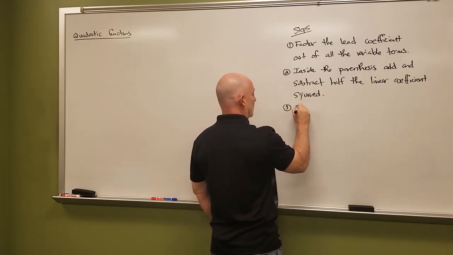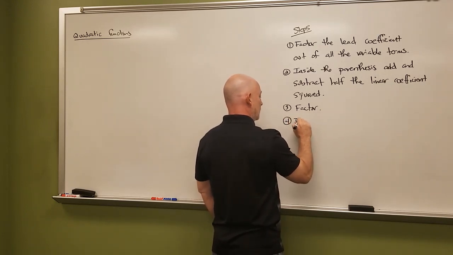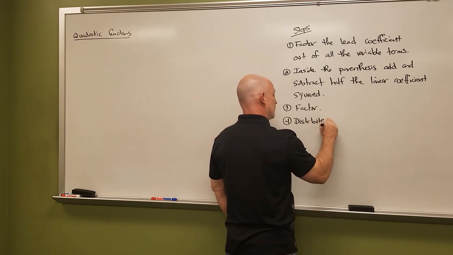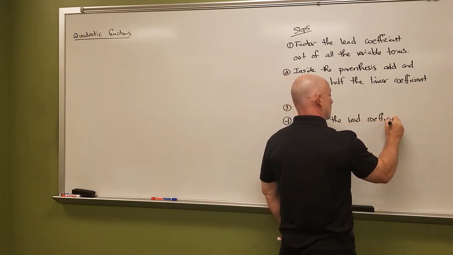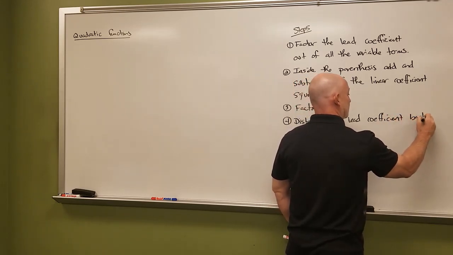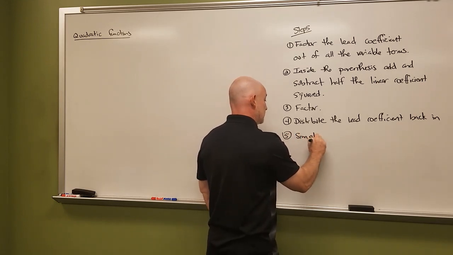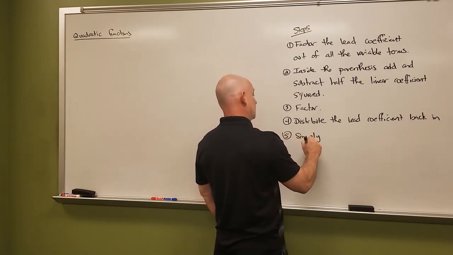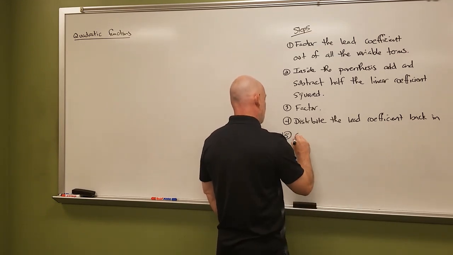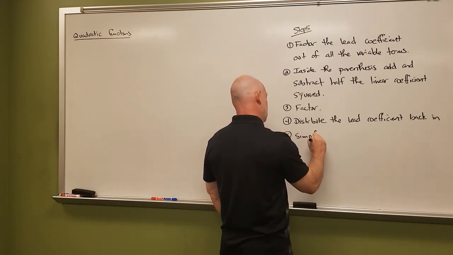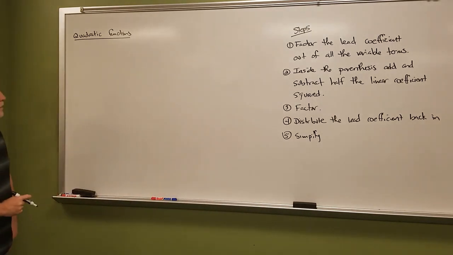Step 3, factor. Step 4, distribute the lead coefficient back in. And step 5, just one more step, all you're going to do is just simplify. All right, so let's see if we can do one of these real quick.